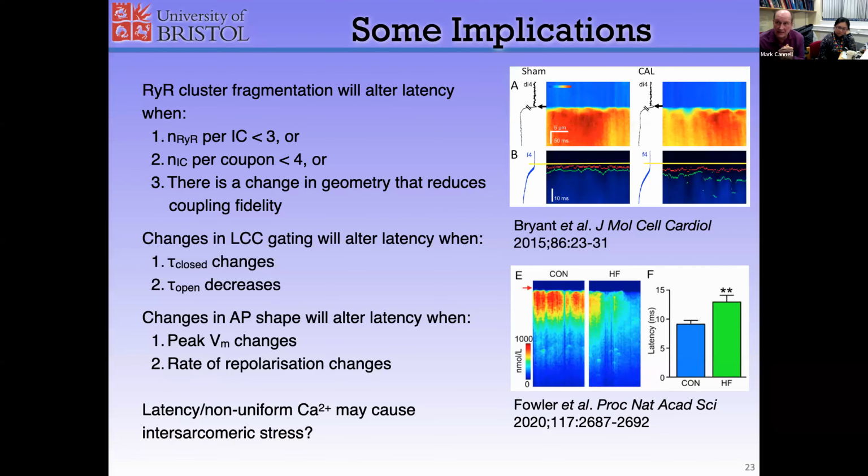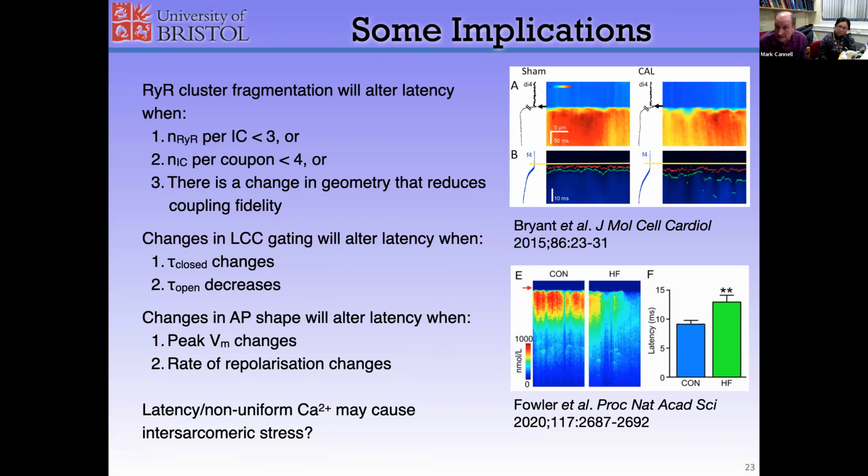And in the lower panel, some recent work we published with Ewan Fowler, who's now at Cardiff, we looked at a heart failure model. Now we know in that model some T-tubules are lost, so there aren't as many initiating complexes. But importantly, where we do get the release, the latency has increased, perhaps reflecting the sort of breakup of junctions. So any change in geometry may reduce coupling fidelity.